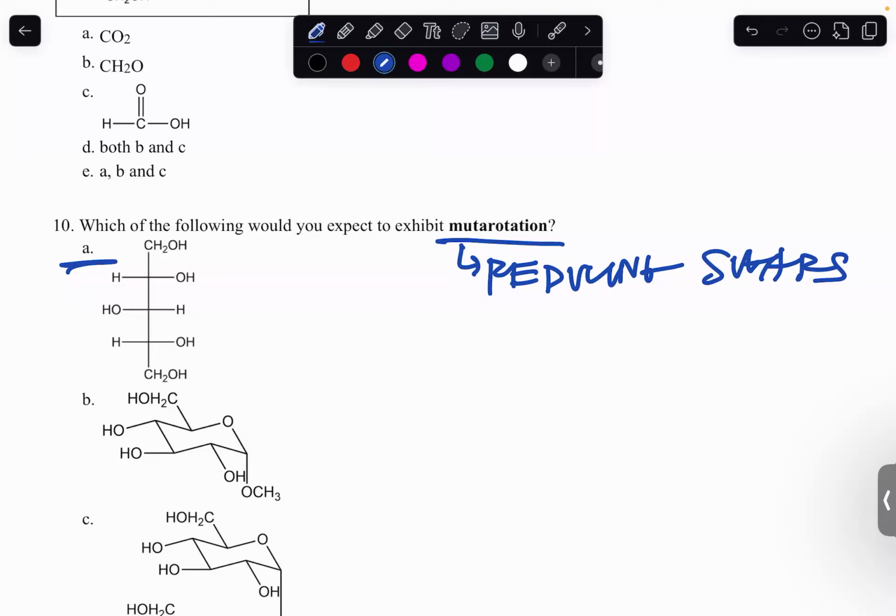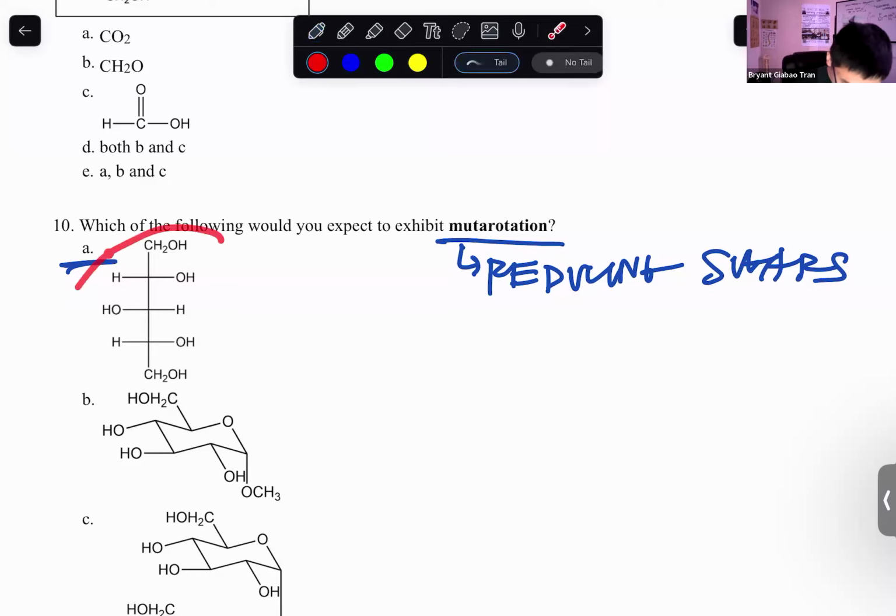Brooks in here. Right. Like, is this considered a sugar at all in the first place? This Fischer projection? Yeah. So if there's no carbonyl, like no CHO or no ketone, then this is not a sugar, not a sugar.